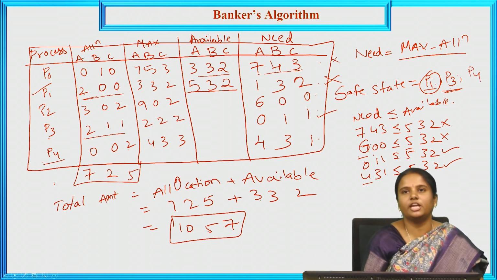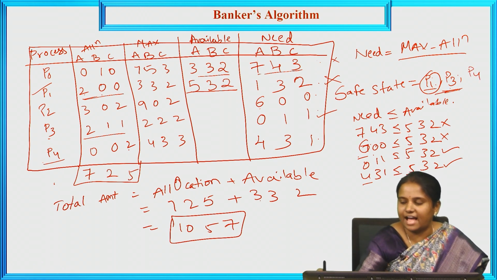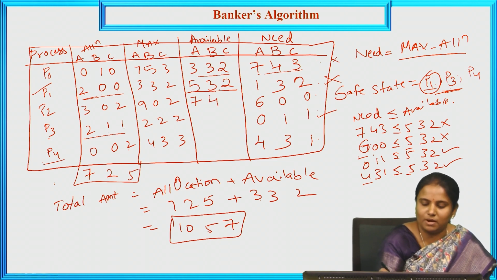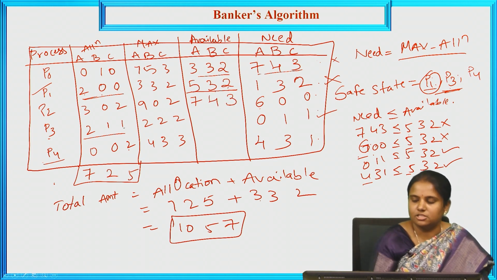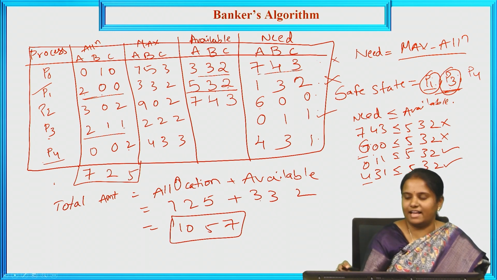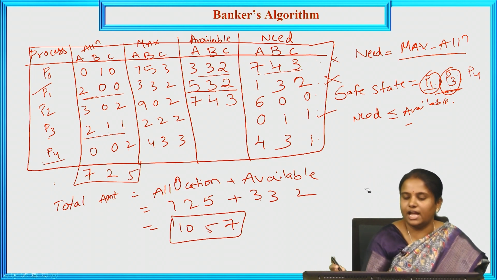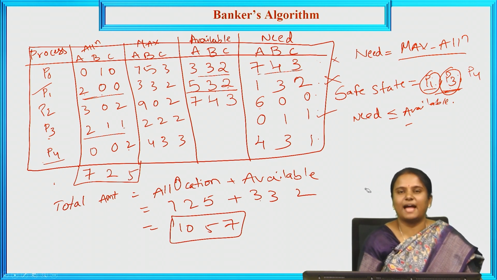So now you need to add the P3 value. What is the P3 value here? 211. 5 plus 2 is 7. 3 plus 1 is 4. And 2 plus 1 is 3. So now we start again with our availability and need amount. The availability amount is increasing to 743. So now we start our need matrix checking.